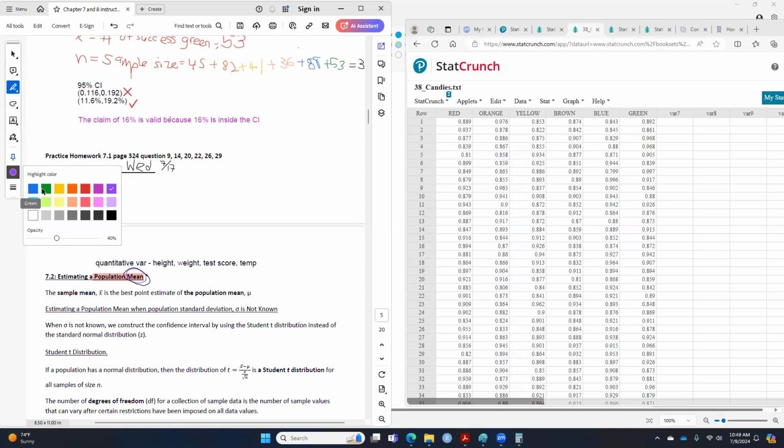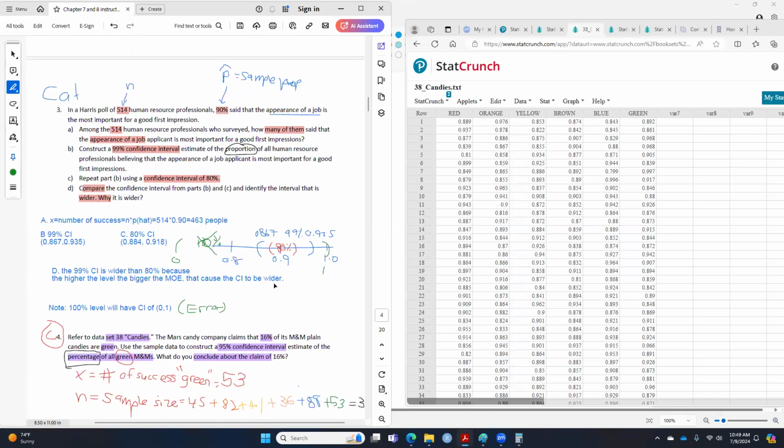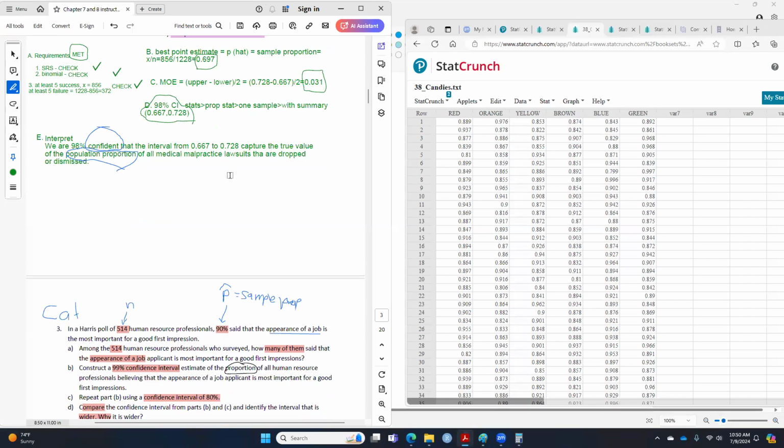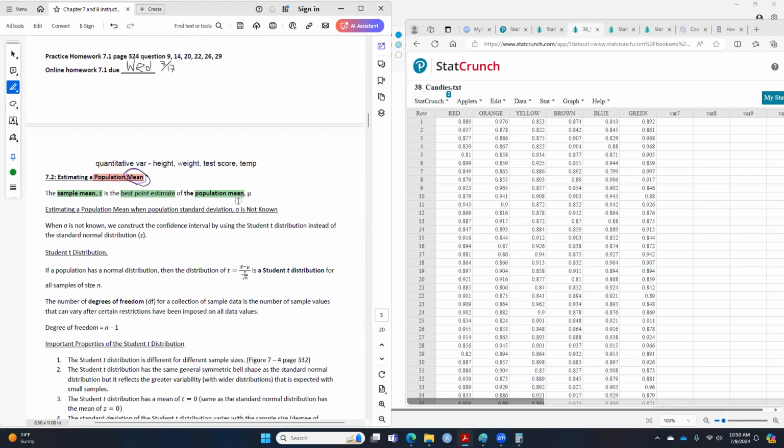Now, the first thing when we mention the mean is the best point estimate. For the population mean, the best point estimate is your sample mean X bar. Last time in proportion, the best point estimate was P hat, the sample proportion, for the population proportion. But when you do the population mean, the sample mean is the one that we use.